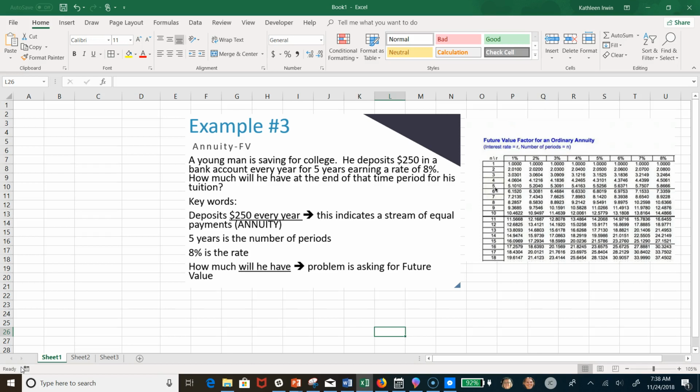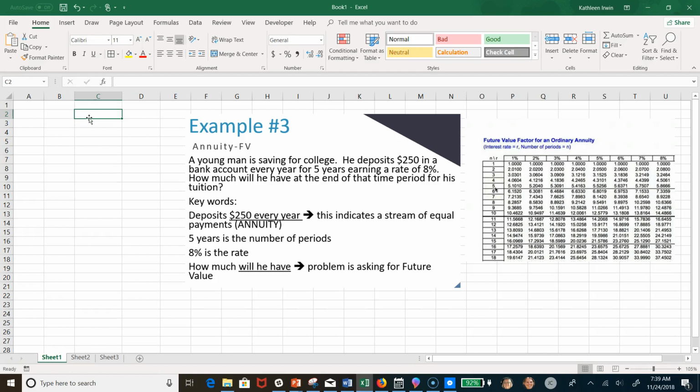The first thing is he is depositing equal sums of money at a specific time period. So $250 in a bank account every year for 5 years. So this indicates an annuity. So we've got our payment amount, we have our rate of 8%, and we have our time period of 5 years. So we have everything we need in order to calculate the amount that this is going to be worth in the future, or the future value. So let's go ahead and put our terms up. We're going to calculate this first problem as we have in the past by using our tables.